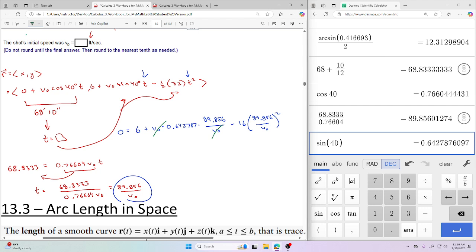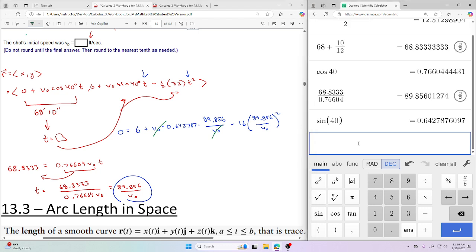Thank goodness, because that was not a happy equation to solve, right? Now I only have the 1 V naught. Even though it's in the denominator, we only got the 1, which is nice. Let me mush all these together and start simplifying my numbers there. So 6 plus all this other stuff here, 42787 times 89.856. So I got 0 equals this stuff here.